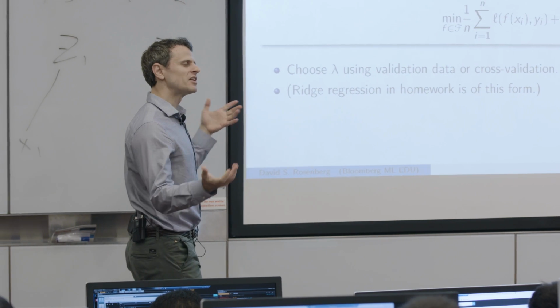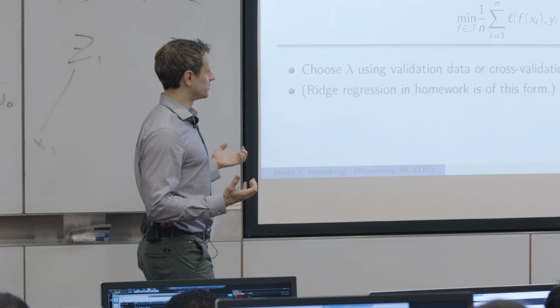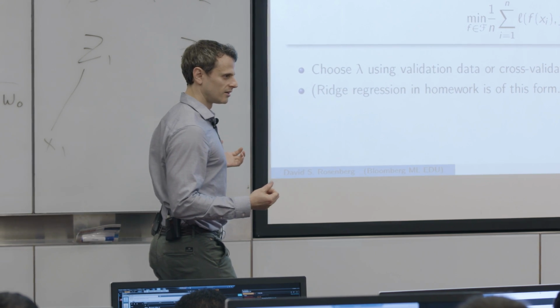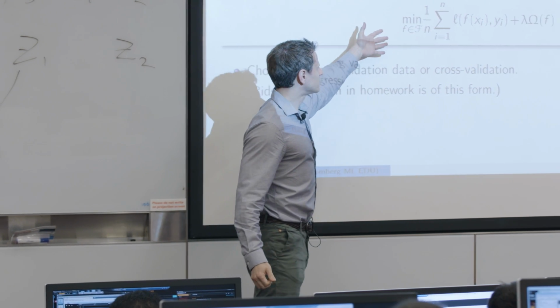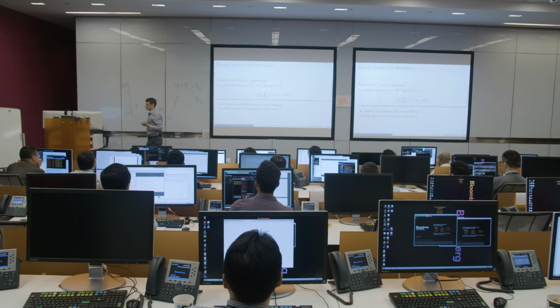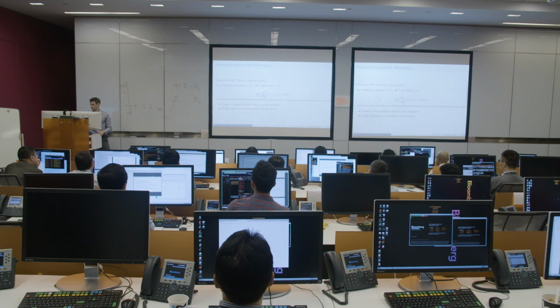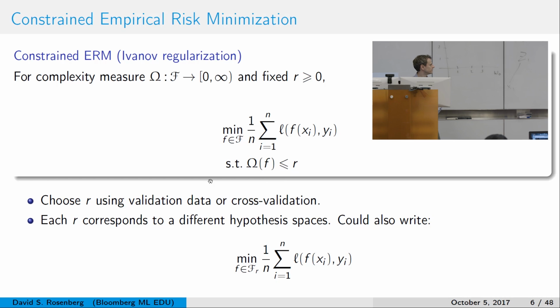So imagine you had some software you wanted to plug this optimization problem into. There's one thing that's missing here that we had in the other place, which is a constraint. So in the Ivanov form, we have a constraint to our optimization problem. And in the penalty form, we don't.